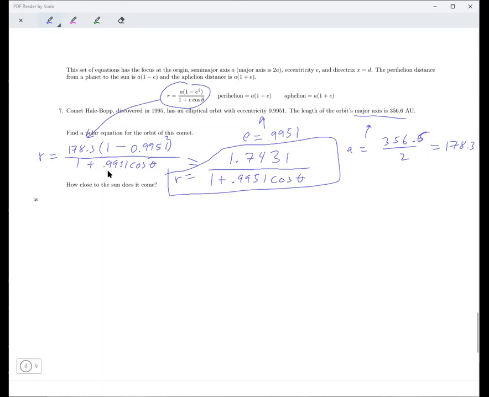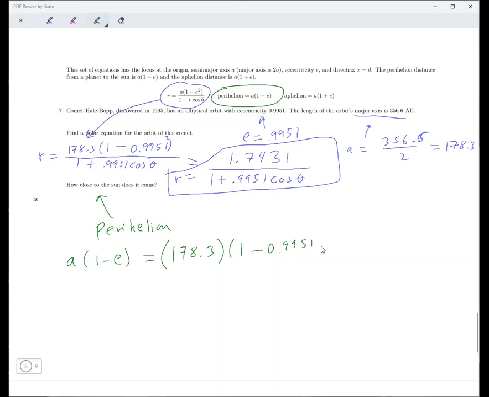Okay, so how close to the sun does it come? And that's going to be perihelion. So that's 178.3 times 1 minus 0.9951. And that works out to be approximately 0.8737. 87367 is what I got. More precisely, you got to round this up to a 7 here.